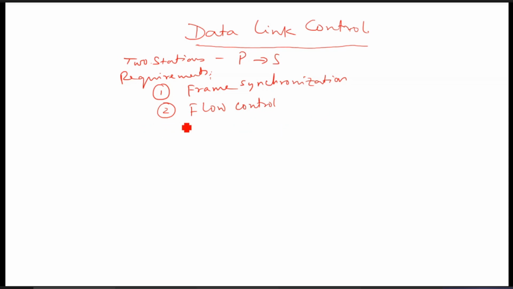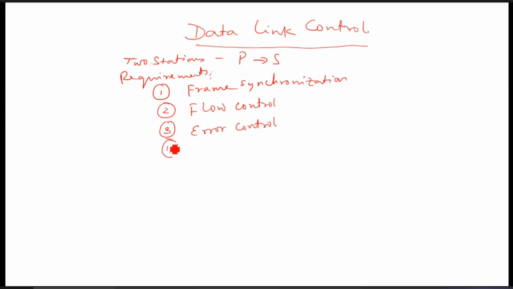Number three, there must be error control. As we have seen, bit errors may be introduced by the transmission medium, and that must be corrected. That is error control.